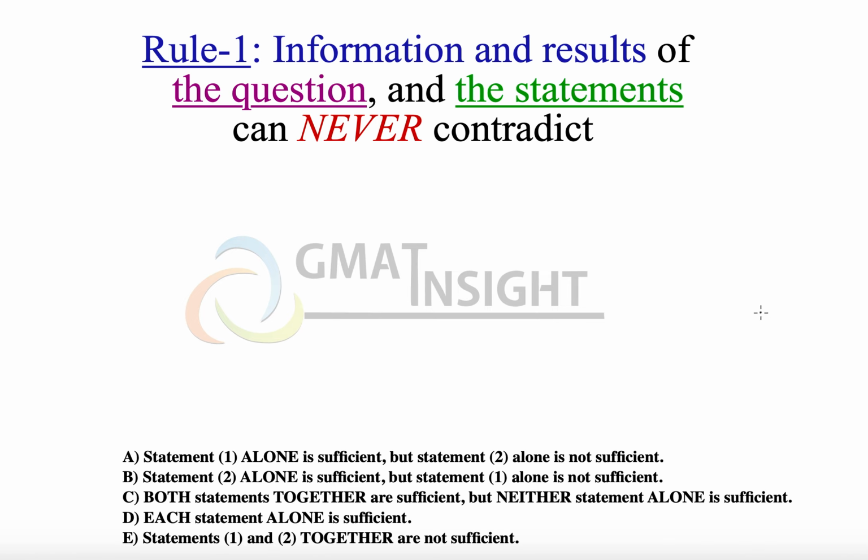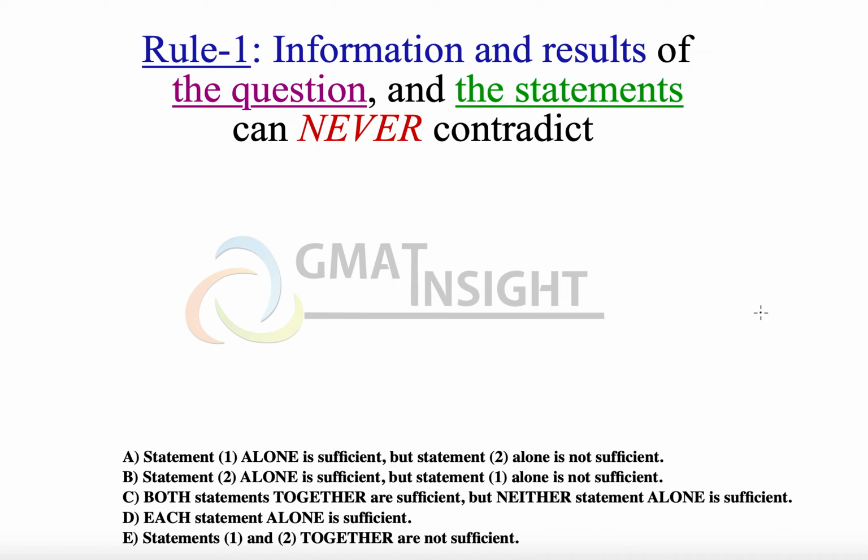Rule number 1 is that the information and the results of the question and the statements can never ever contradict. By that, what I mean is that if the first statement, suppose, gives us the value of x equal to 2, then the second statement can never give us the value of x equal to 3. Why? Because these would be in contradiction to each other.